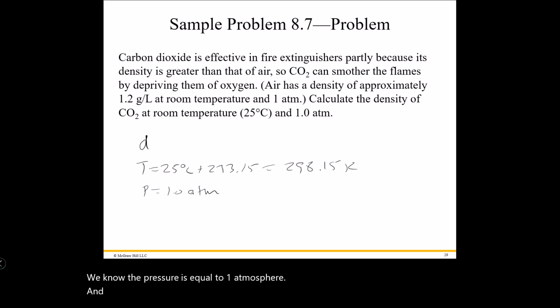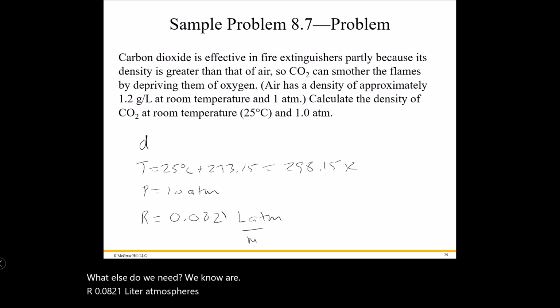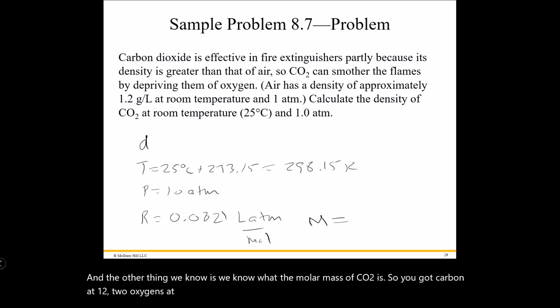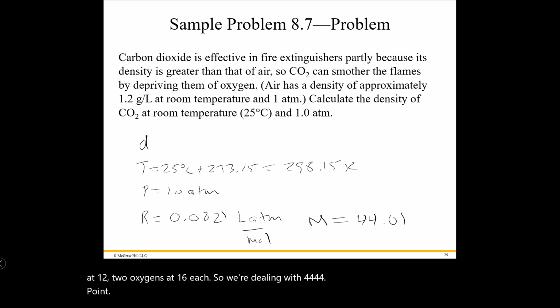And what else do we need? We know R is 0.0821 liter atmospheres per mole Kelvin. And the other thing we know is the molar mass of CO2. So you've got carbon at 12, 2 oxygens at 16 each. So we're dealing with 44.01 grams per mole. All right.